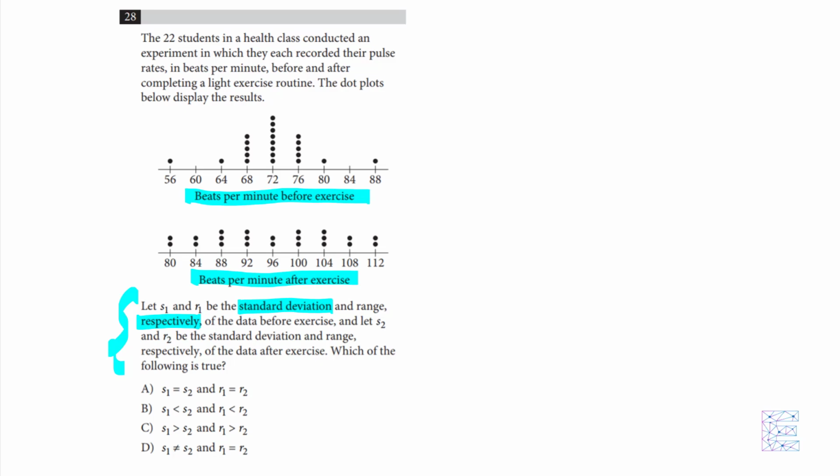So if two things are listed, S1 and R1 be the standard deviation and range, these two things I mentioned, standard deviation and range, respectively, it means S1 goes with standard deviation and R1 goes with range. So in the order in which things were mentioned is what respectively means. Now, range, we've probably seen this before, and we talked about range being the maximum number minus the minimum number. So max minus min is range.